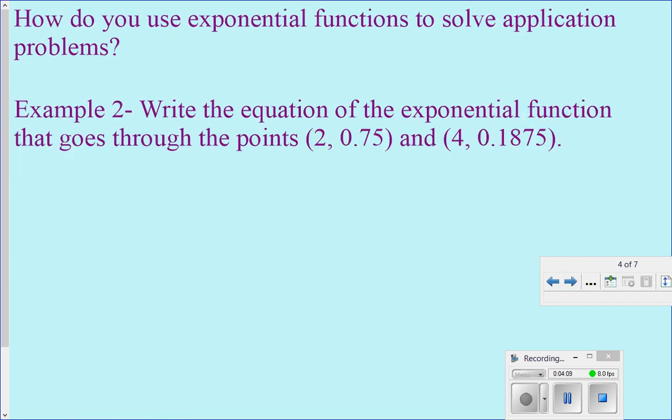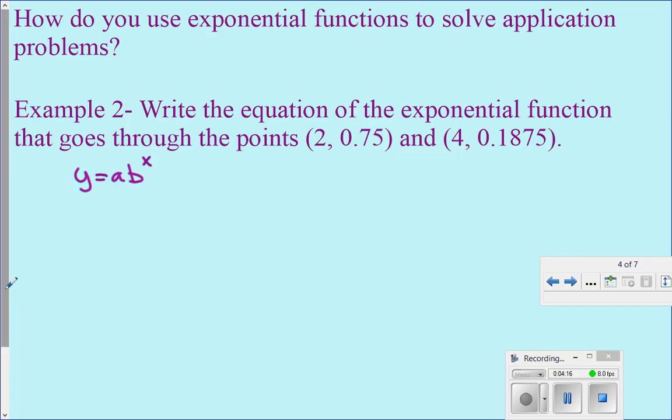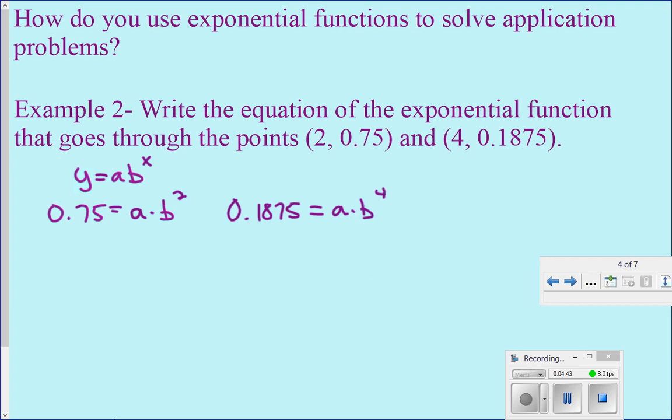Okay. Next one. So this time it's also an exponential function again. So I am going to start with that same basic equation. And I was not told anything about the asymptote, so I'm going to assume that it's just the basic one, y equals 0. I am given 2 points, so I'm going to substitute them in for x and for y one at a time. So 0.75 is equal to a, I don't know, b, I don't know, but x is 2. Now I have a second point, which means I'm going to write a second equation. So 0.1875 is equal to a, I don't know, b, I don't know, but the exponent is 4.